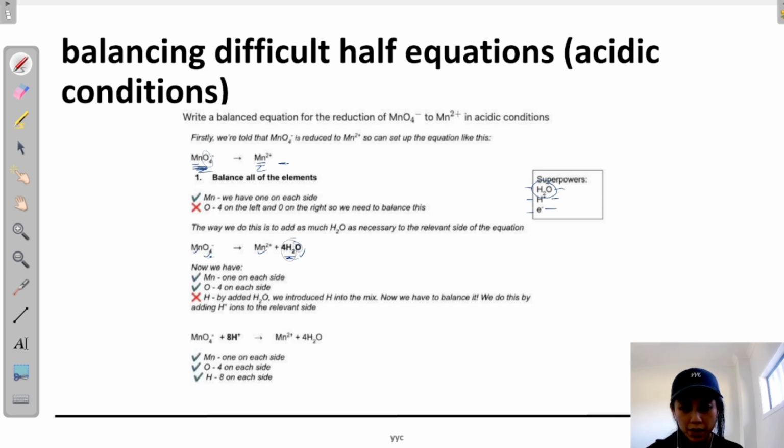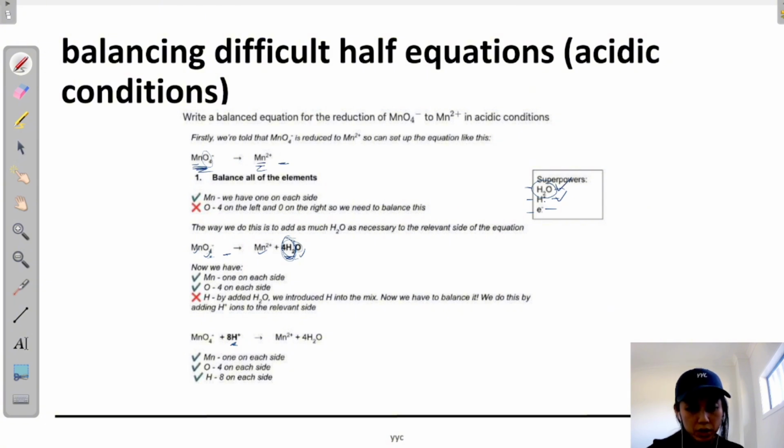And so now that I've used the water, I've got 2 superpowers left, hydrogen ions or electrons. If I want to balance out the hydrogens, now that there's an imbalance, you've got 8 on this side and nothing on this side. Of course, I'm going to use hydrogen ions. So I go to the reactant side and I go, okay, since there are no hydrogen ions or hydrogens at all on the left-hand side, I'm going to balance it out. And in fact, I'm going to put 8 there. Great. So now I've balanced both the oxygens and the hydrogens.